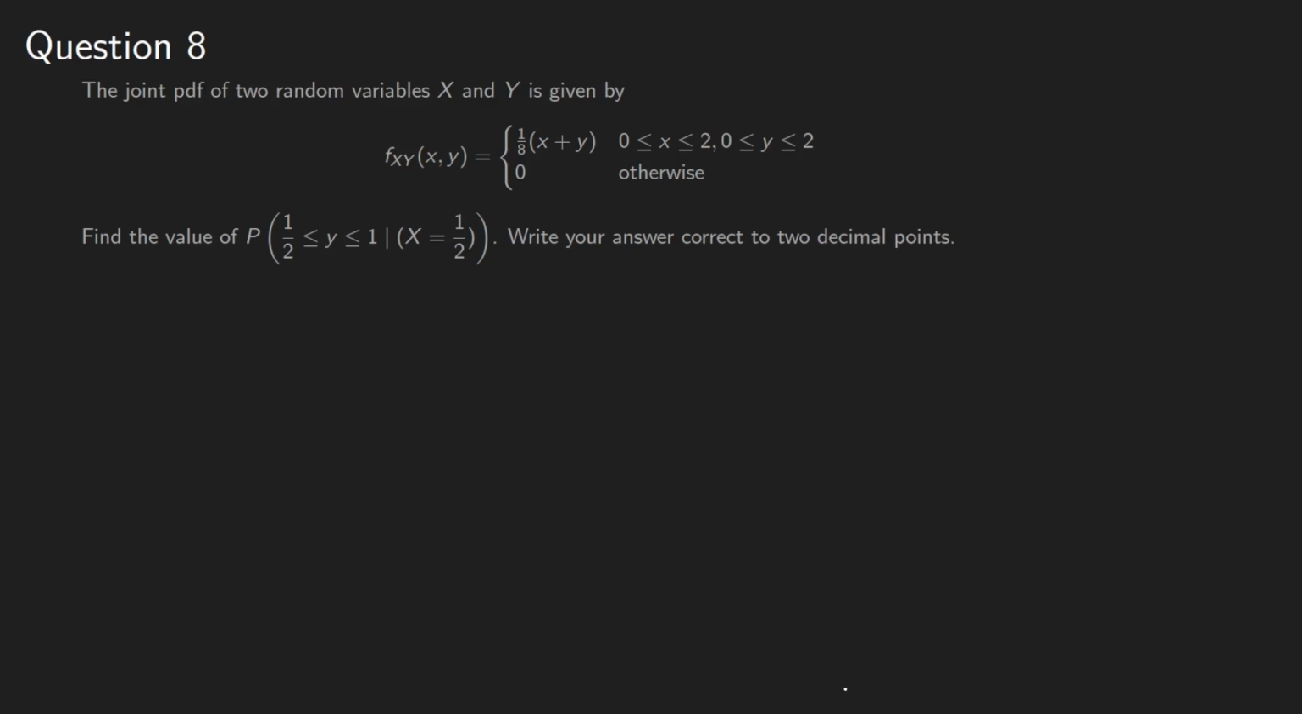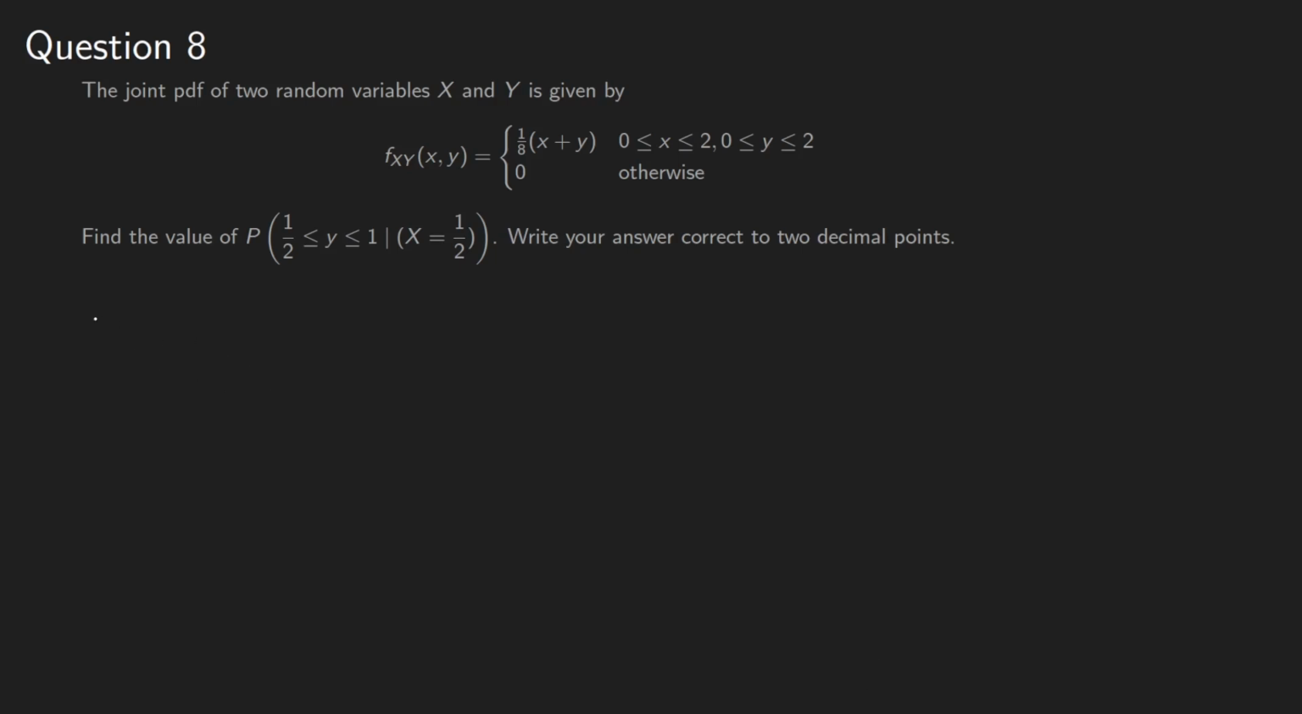In question number 8, we have been given the joint PDF of two random variables x and y. f of x,y at x comma y is equal to 1 by 8 times (x plus y), where x ranges from 0 to 2 and y ranges from 0 to 2, and it's 0 otherwise. We have to find the value of the probability that y will take value between half and 1 given x has already taken the value half. So it means we have to find some probability that y will take some value given x has already taken some value. So it is a conditional probability.